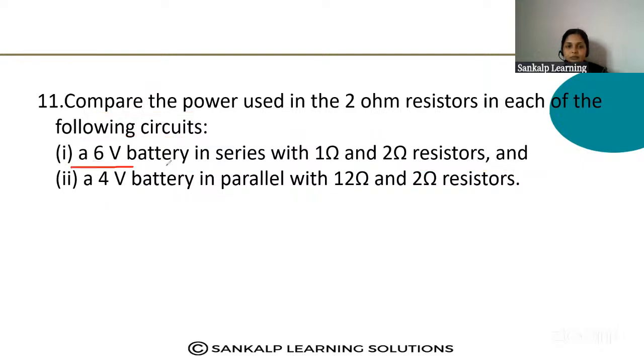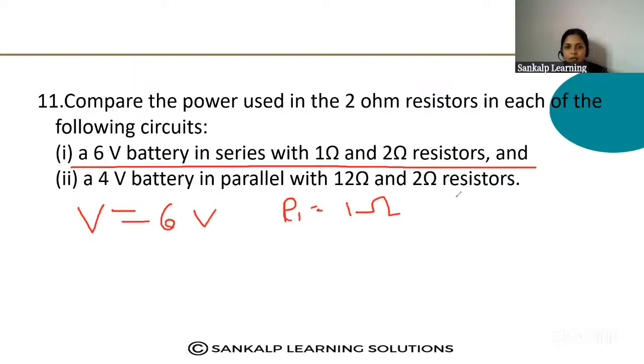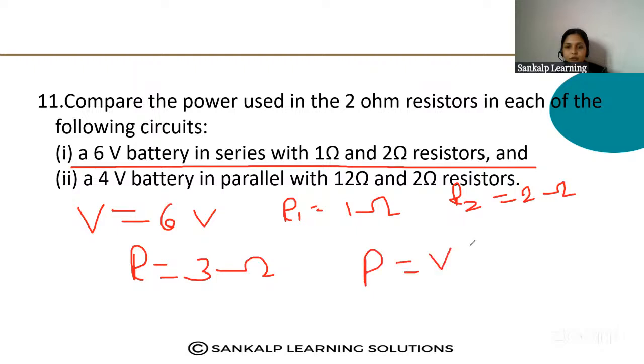Here in the first battery, what is the power used? V is equal to 6 volt, R1 is equal to 1 ohm, and R2 is equal to 2 ohm. Here total resistance R is equal to 3 ohm, right? Then power P is equal to V into I formula also you can apply. Here find out the I.